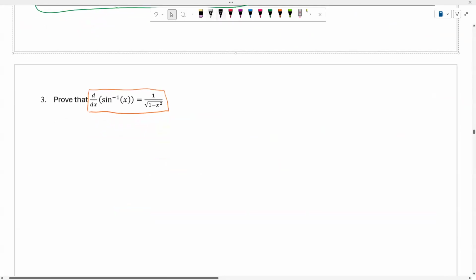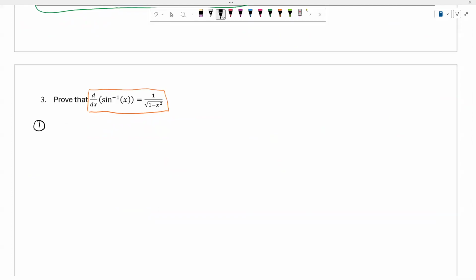So for this problem, the first step, I would like to let y equal to the sine inverse of x. Then second, I'm going to rewrite this into the form that sine of y is equal to x. This is basically using the property. Then number 3, we are going to work with implicit differentiation now.